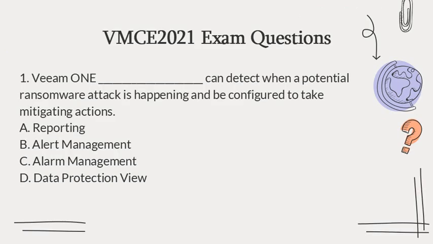1. Veeam ONE can detect when a potential ransomware attack is happening and be configured to take mitigating actions. A. Reporting. B. Alert management. C. Alarm management. D. Data protection view.